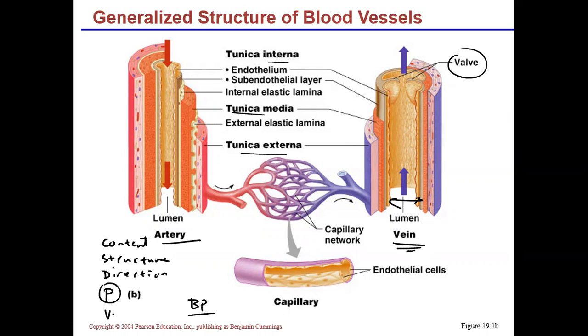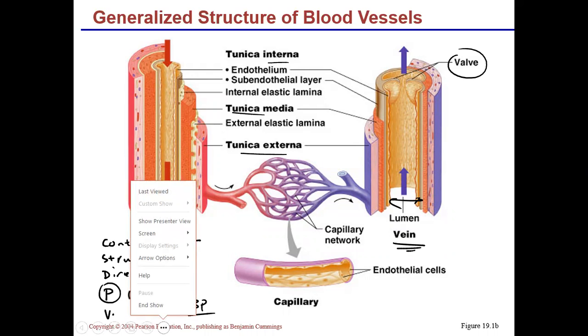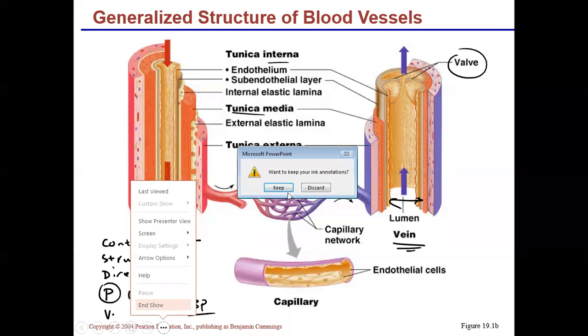The formula that we went over: blood pressure equals cardiac output multiplied by peripheral resistance. We looked at factors affecting peripheral resistance: blood vessel length, diameter, and also viscosity. So there you have it. We also discussed the baroreceptors and the regulation of blood pressure. This concludes our chapter, and that's it.